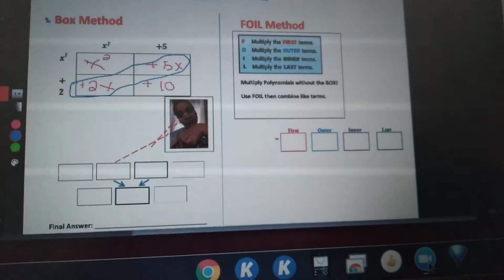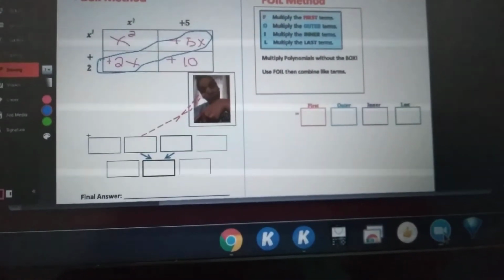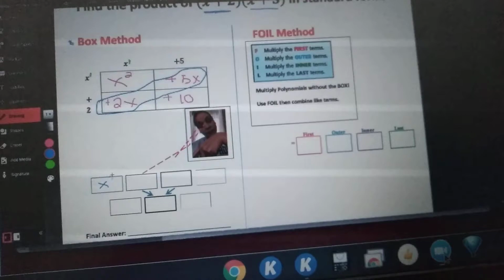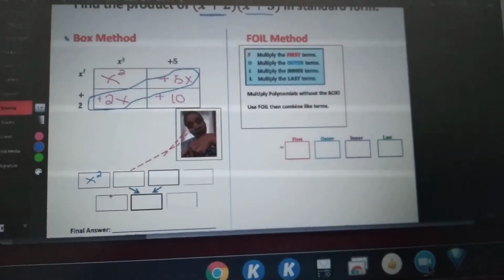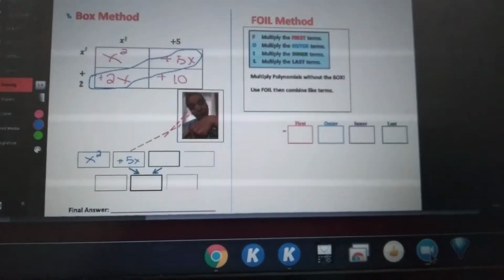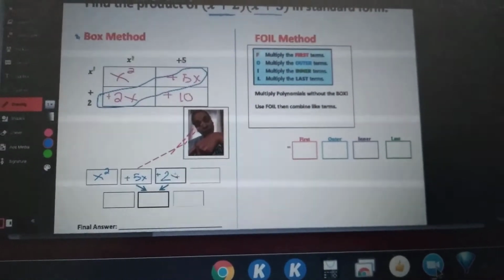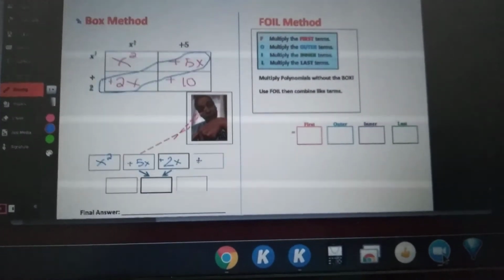So I'm going to first write every single answer right here in this row. So the first box was x squared. The next box was plus 5x. The next box was plus 2x. The last box was plus 10.